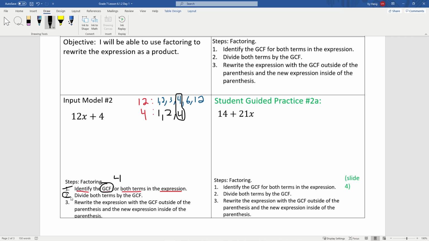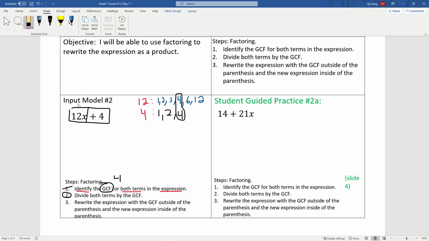Number 2, we need to divide both the terms by the greatest common factor. Again, these are terms, right? If I box it, how many terms do we have? We have one term and another term here. We have a variable and a coefficient, and then we have a constant number here, right? Without a variable. So divide both terms by the greatest common factor. So what is the greatest common factor? Well, it's going to be 4.